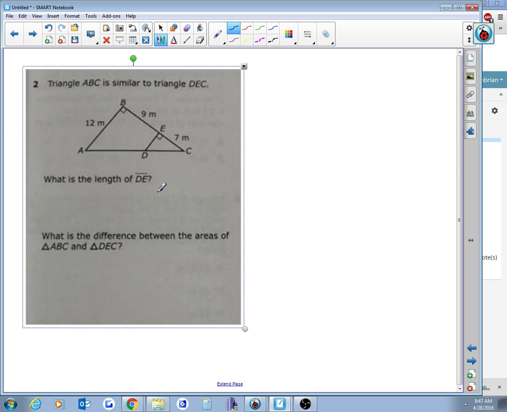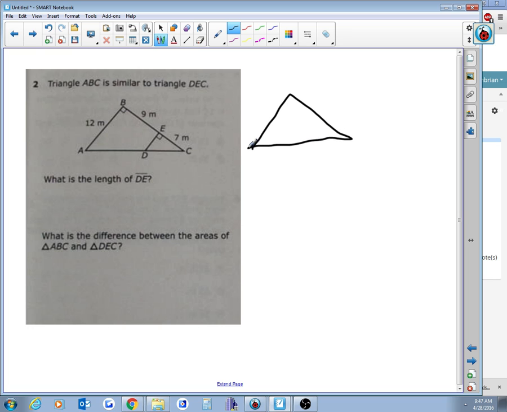Number 2. Triangle ABC is similar to triangle DEC. Okay, so that means angle A is congruent to angle D, angle B is congruent to angle E, and angle C is congruent to angle C, of course. So when you have a problem like this, I suggest redrawing one of them at least, maybe even redrawing both of them. So I'm going to go ahead and redraw both of them.